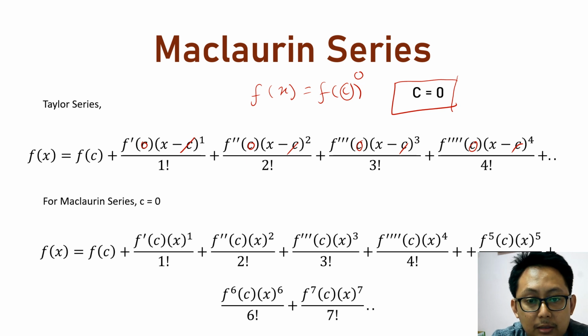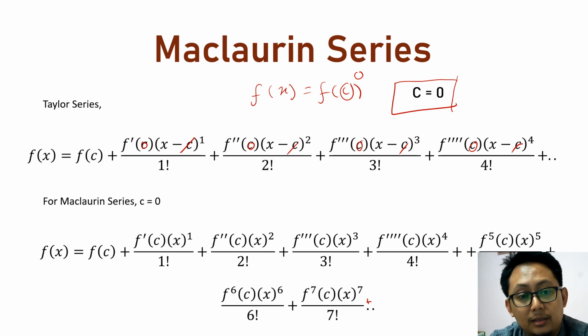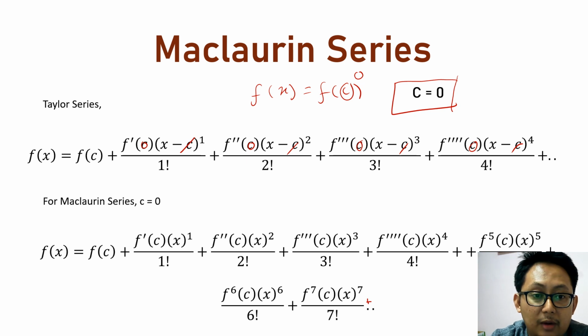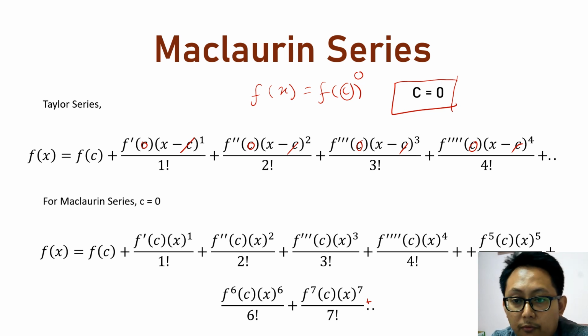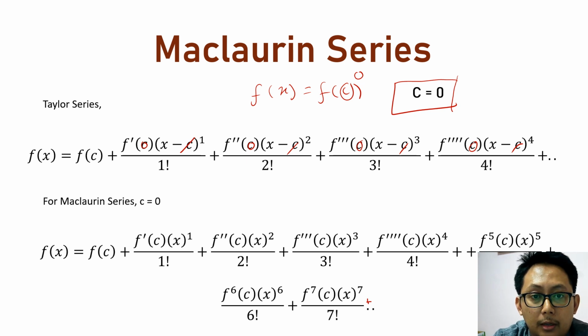And this I just extended a little bit, for more than 7. So it is quite similar, except it doesn't have the x minus c, we have only x, x squared, x cubed, x to the power 4, 5. So this will be the Maclaurin series, or we can say that it is the Taylor series for C equal to 0.